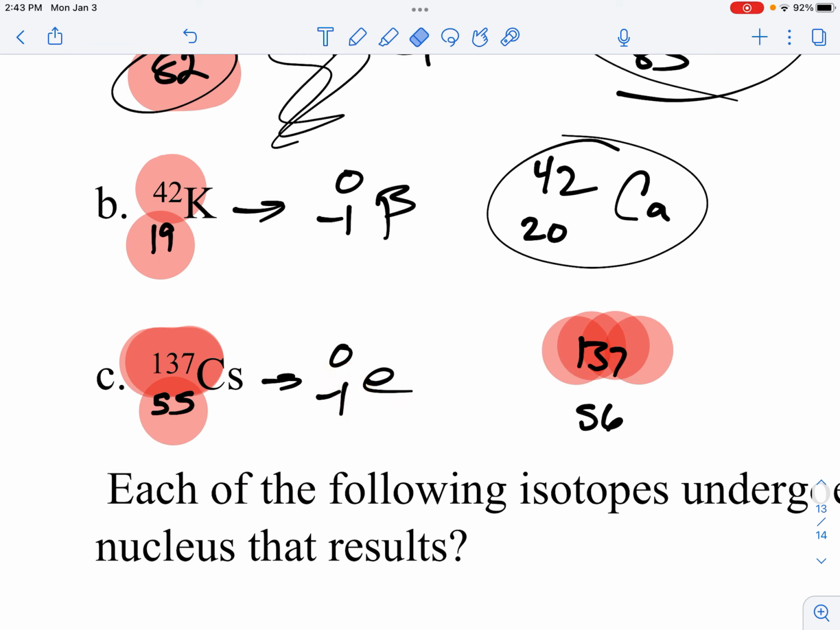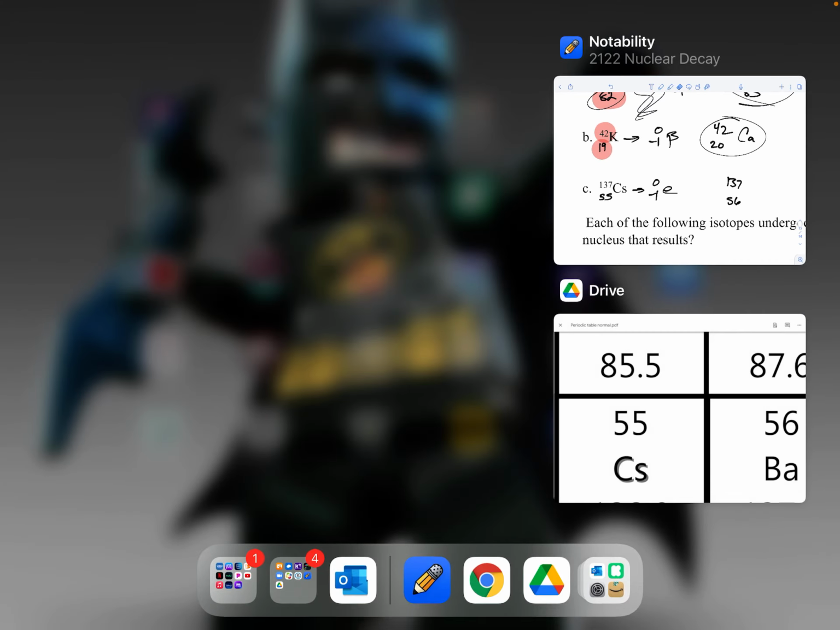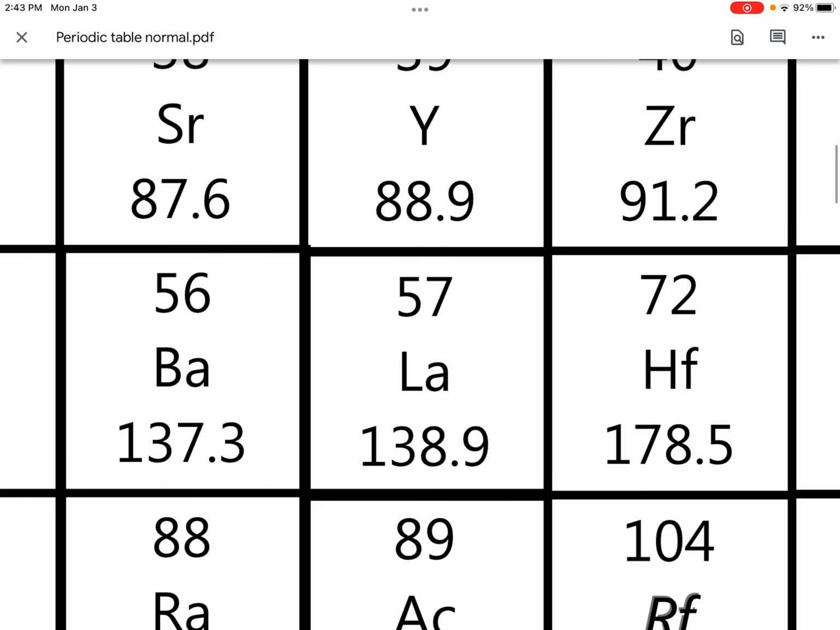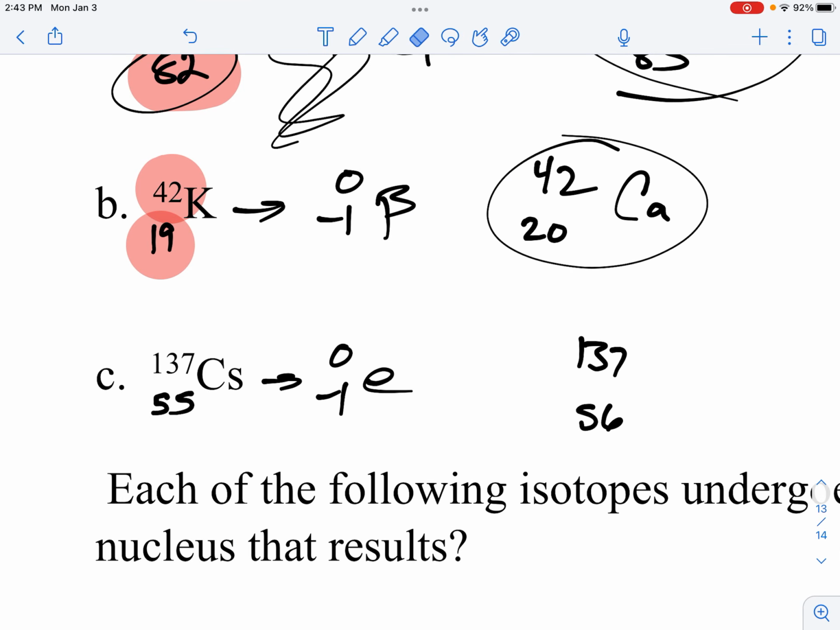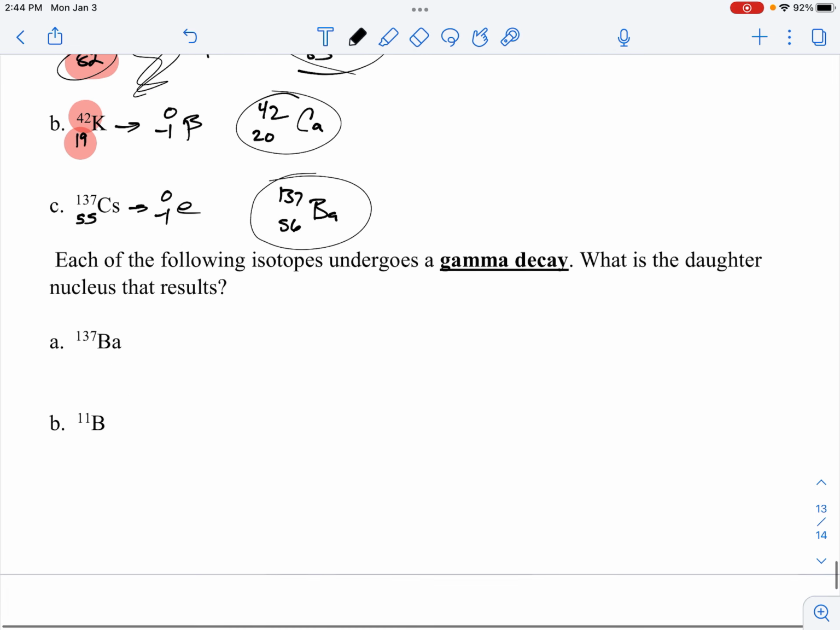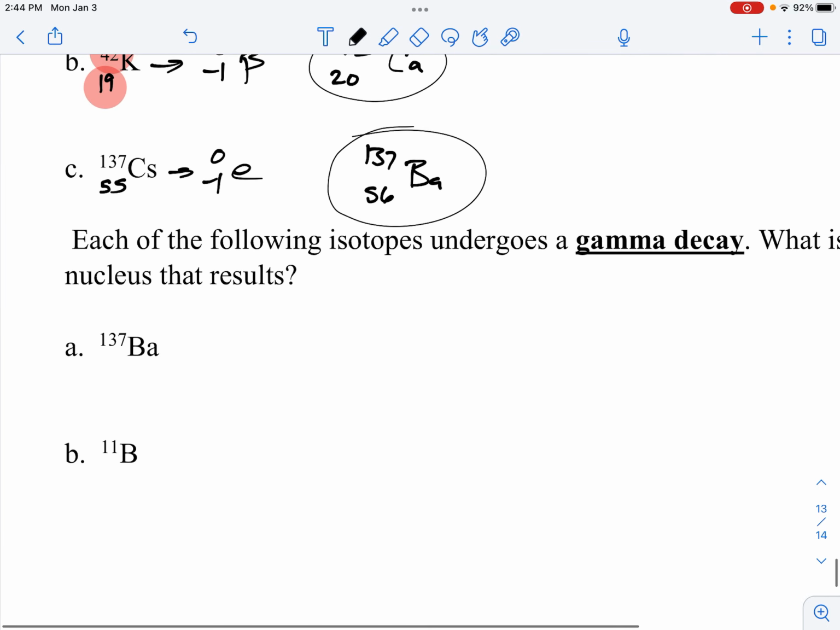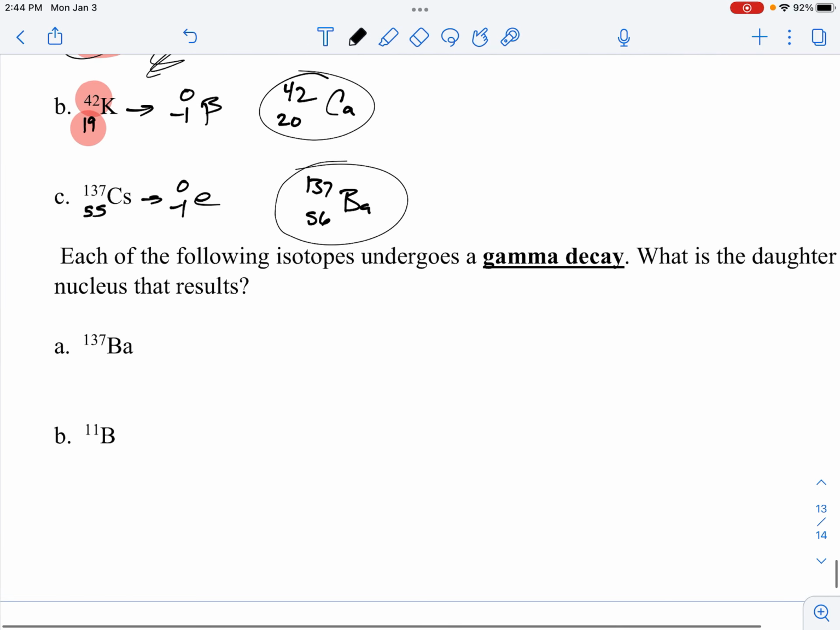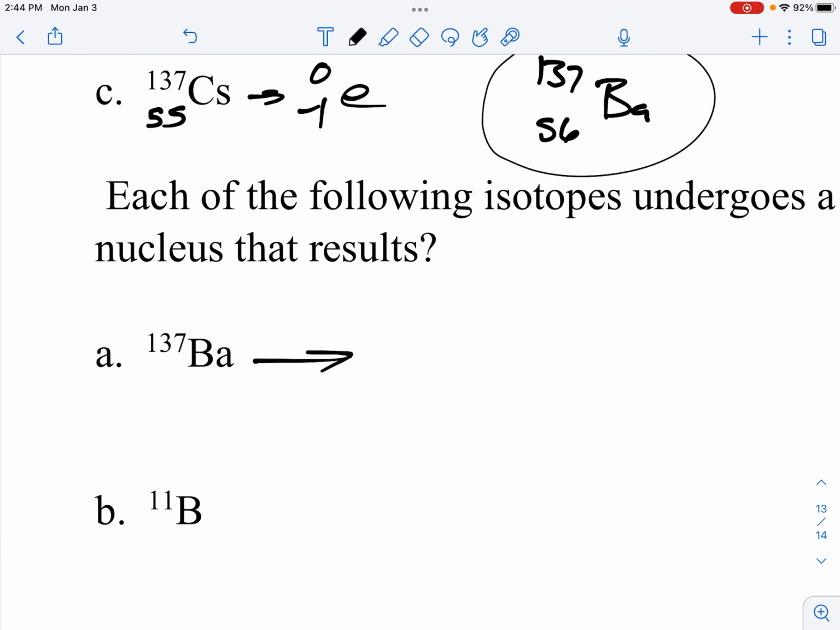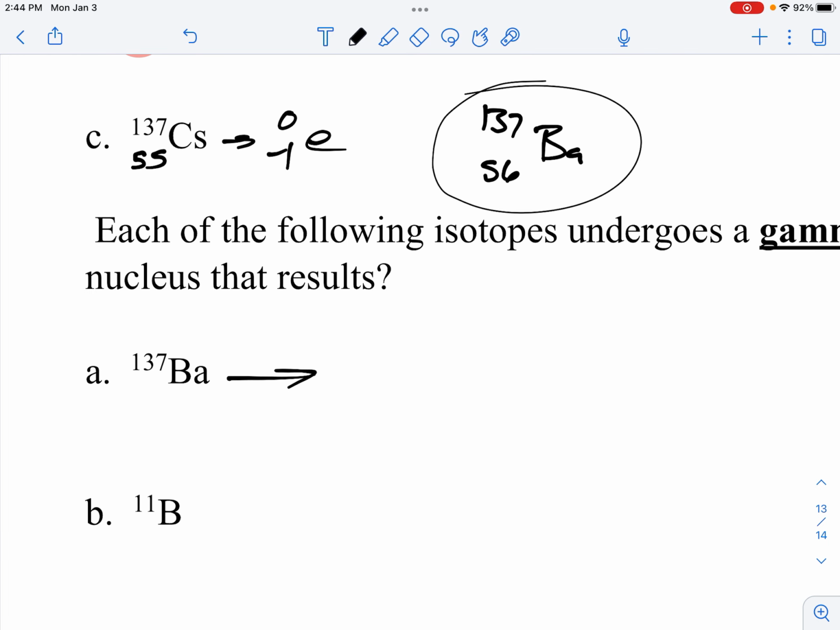And so consequently, I look it up, and element 56 is barium. So that is Ba. Two more to go, and they're the easy ones. So a gamma decay. A gamma is just energy, so we don't even need the bottom numbers here, because a gamma is 0, 0, and gamma. So we're going to end up with 137 in Ba.